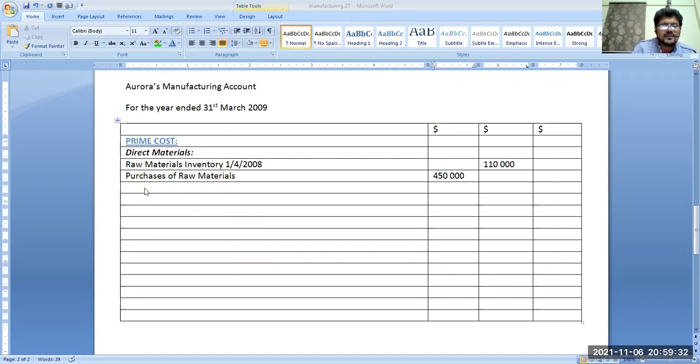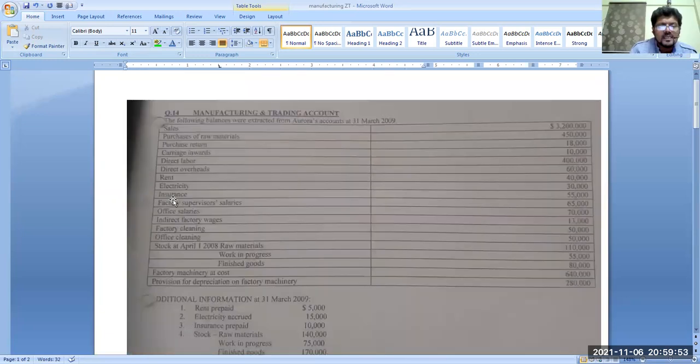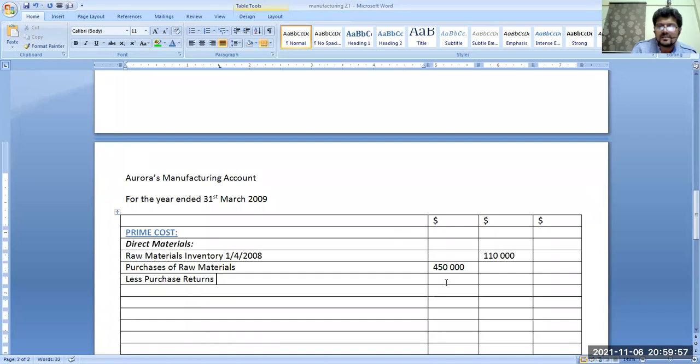Why first column? Because we have to deduct purchase returns. Purchase return is 18,000. So we are going to deduct it over here, 18,000, and keep it in the bracket. You should not forget this. We report net purchases over here, 450,000 minus 18,000, 432,000. The name of this is net purchases.